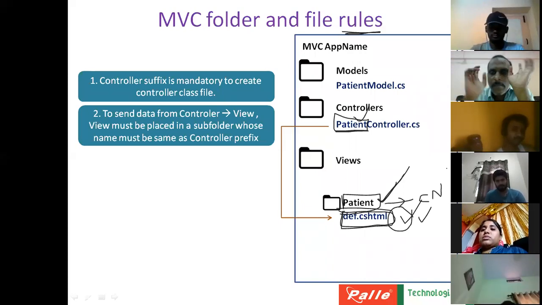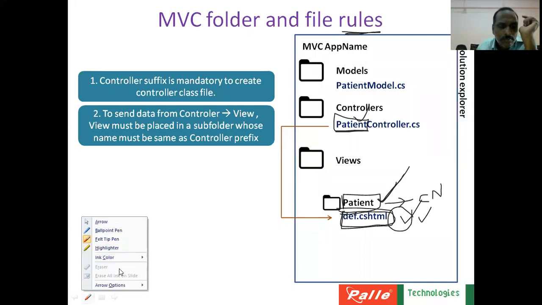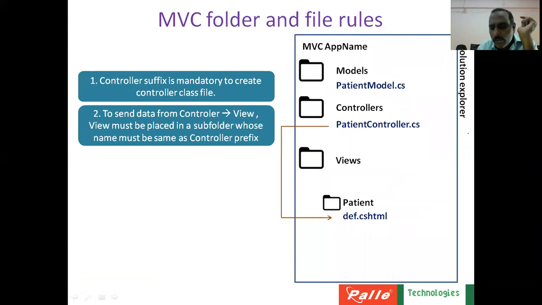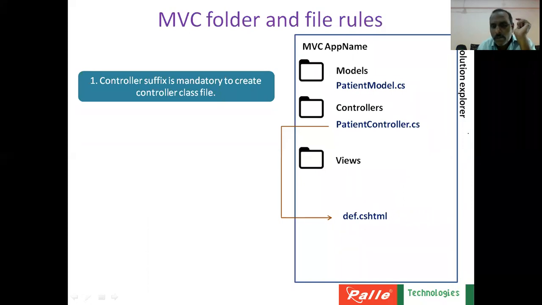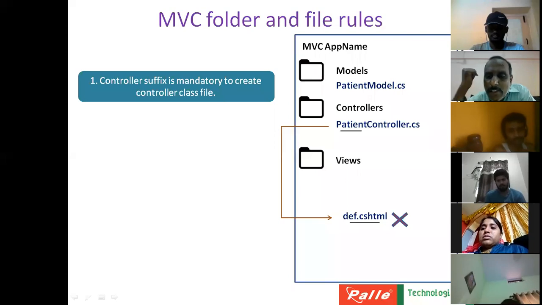Okay. So let me repeat this rule, or let me ask you the question so that everyone can understand the rule. So what is the rule here? If I want to send any data from any controller to any view, by default view cannot receive the data. Tell me what I should do in order to receive the data. Create the folder with the same name.